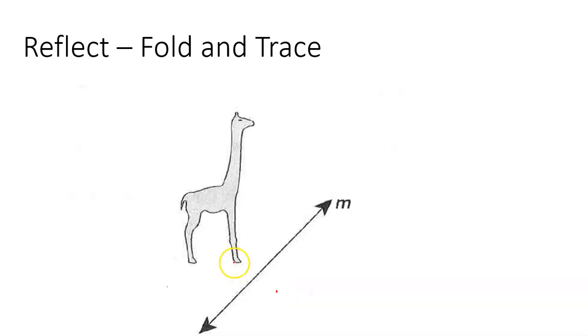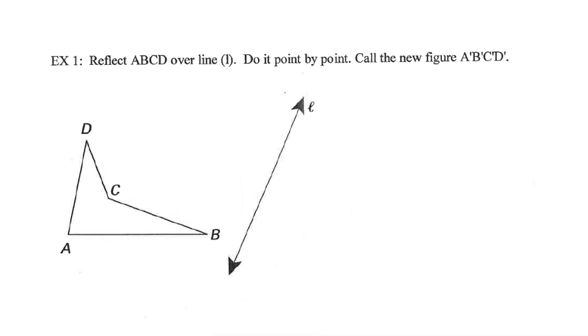The leg here that's closest to the reflecting line will be the closest leg on the other side. This one that's a little bit further will be a little bit further out, and then the head, as you can see, gets progressively further from line M. He'll get progressively further from line M as he's looking at himself. So print that out, fold it over the crease right on line M, and then trace it over. If you have a nice sunny day, put it out by a window.